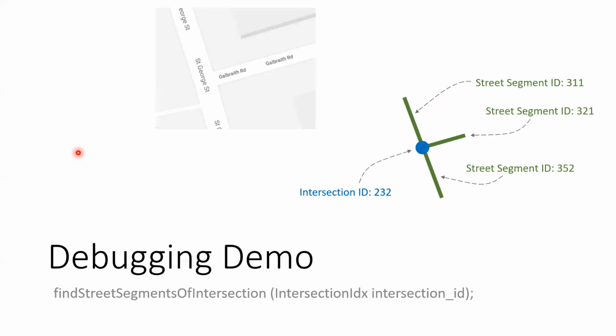Next, I will be showing a debugging demo on the function that we wrote in our last tutorial, which is the find three segments of intersection. So in this function, we are having the intersection ID, and we are returning in the vector the three segment IDs connected to it.